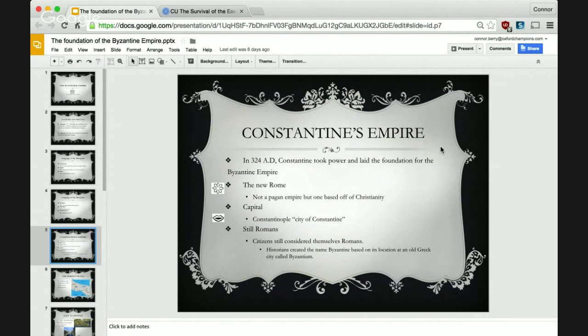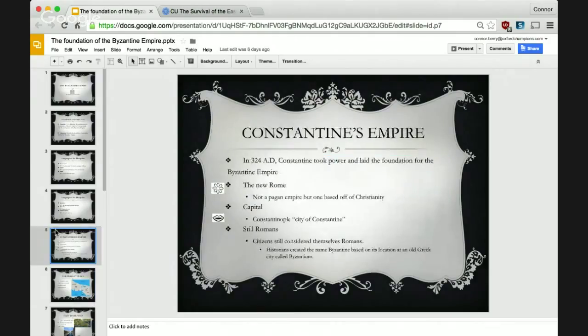Now that Constantine took power, he was the one that changed the religion of Rome to Christianity. At the time, Rome was pagan, meaning they believed in many gods. They would sort of adopt the gods of anyone they conquered, anyone who was part of their empire. They just adopted those gods, and everyone could worship those gods. Now, after Constantine's decree, the new Rome is not pagan, but is based off Christianity.